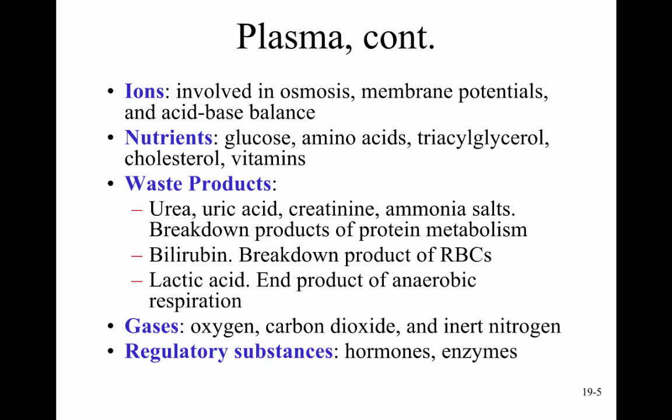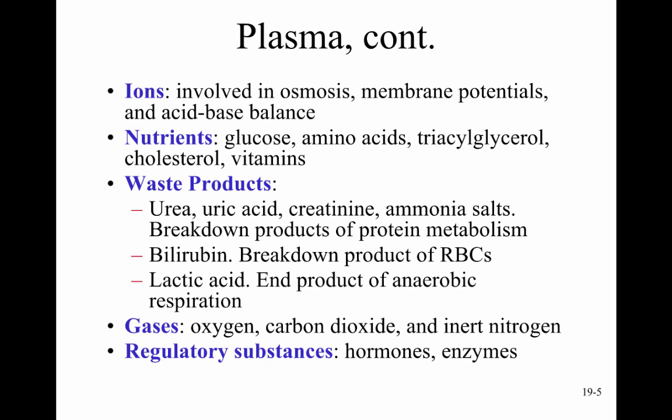Ions like sodium, potassium, calcium, those ions that we need for muscle contraction, the electrolytes, are involved in osmosis, membrane potentials, like in a muscle contraction, and acid-base balance. Nutrients like glucose, amino acids, triglycerols, cholesterols, vitamins, they are all dissolved in the plasma. And then waste products, urea and uric acid are a big waste product that get transported through your blood.